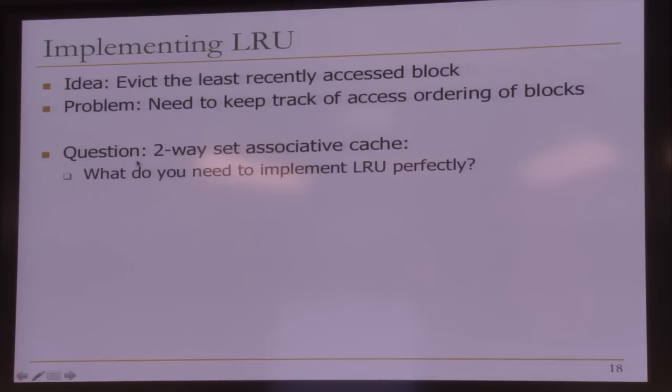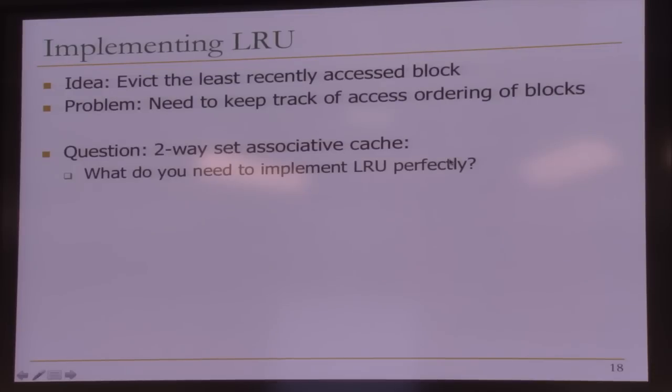So let's start with the easy case. Two-way set associative cache. What do you need to implement? What is the minimum amount of bits in a tag store entry that you need to implement LRU perfectly in this case? It's one, right? It's one bit specifying whether it's way zero or way one.